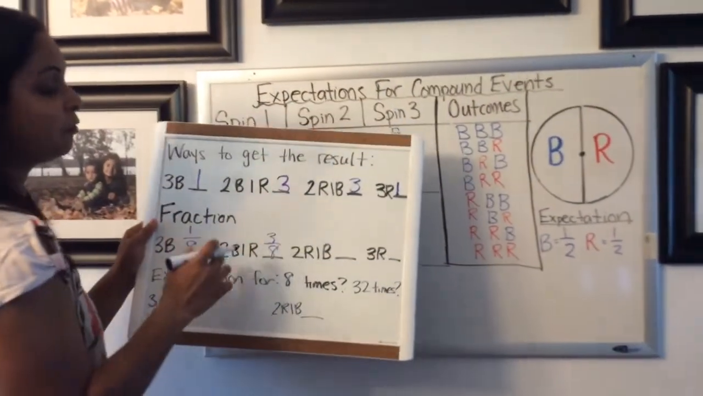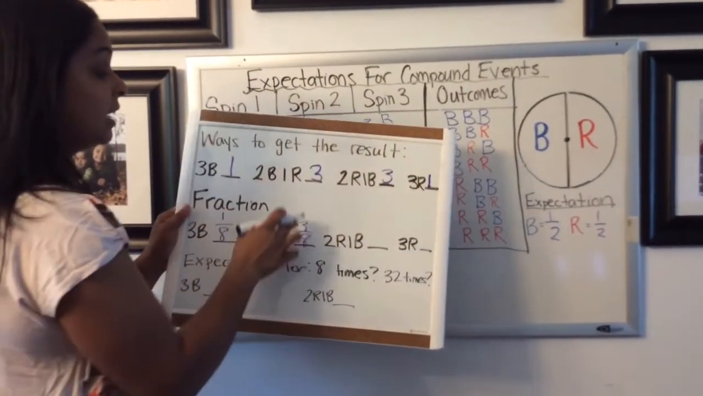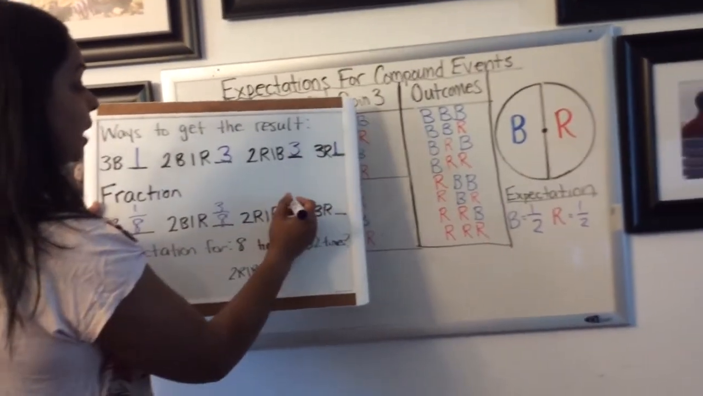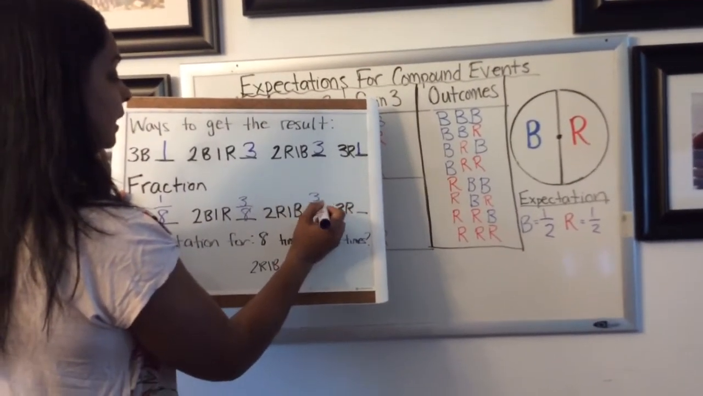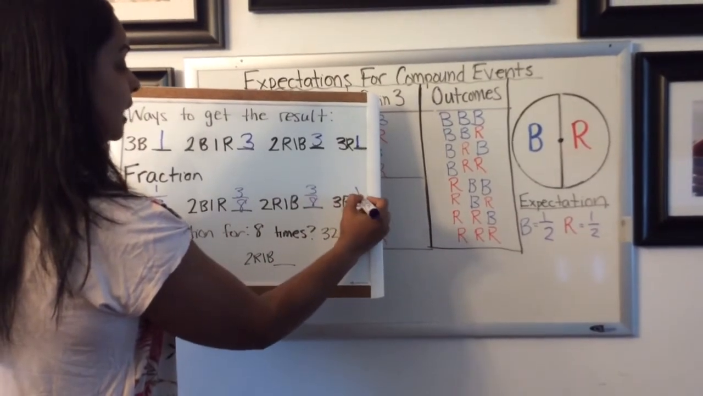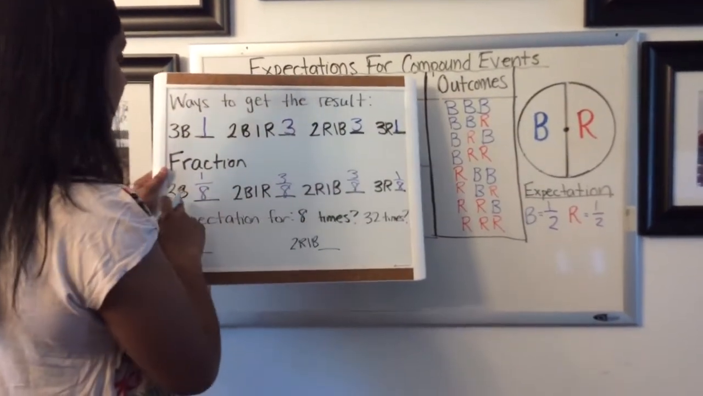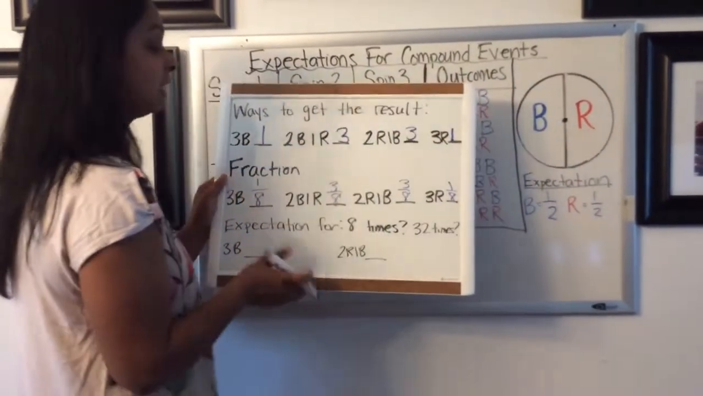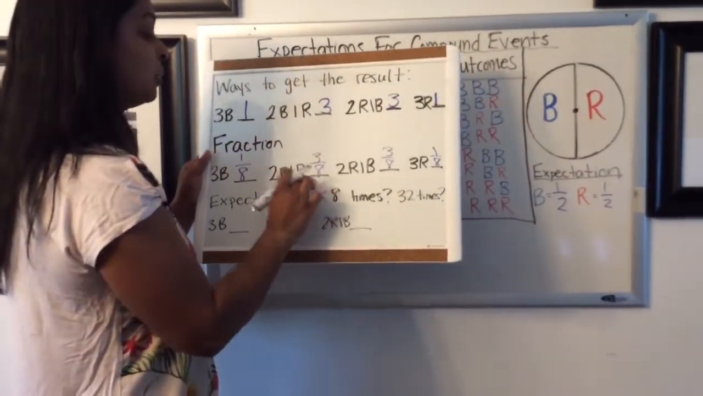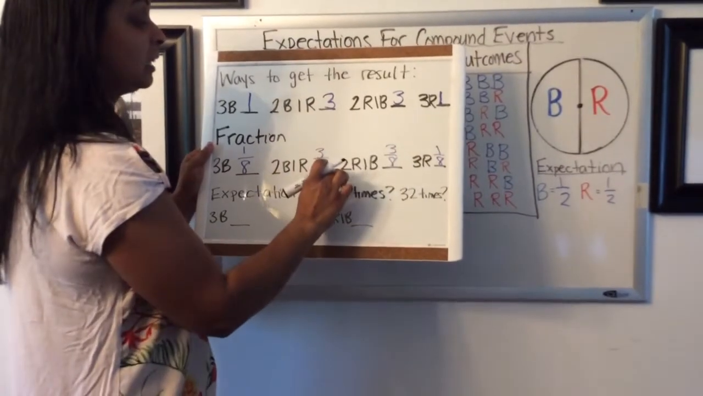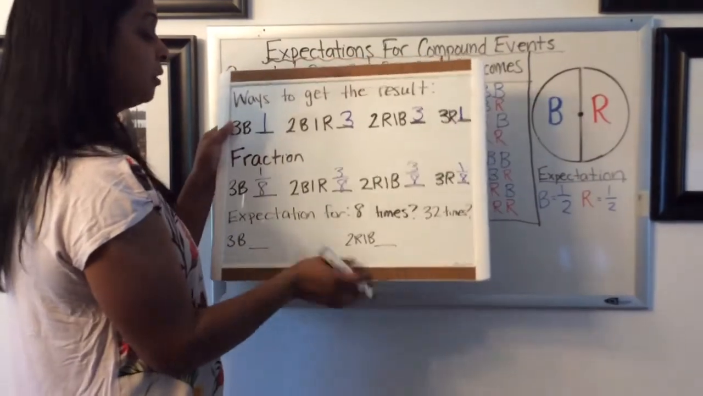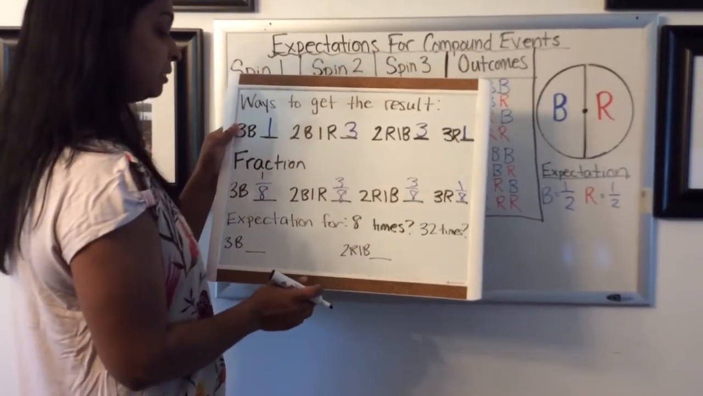So what it's saying is if we spun the spinner 8 times, this is how many times we would expect to land on these. 2 blues and a red was also 3 out of 8 and 1 out of 8 for the 3 reds. So we would say that 3 blues and 3 reds are equally likely. You're equally likely to land on those two. And then 2 blues and 1 red is also equally likely to 2 reds and 1 blue. All right. So you've got your probability fractions here.